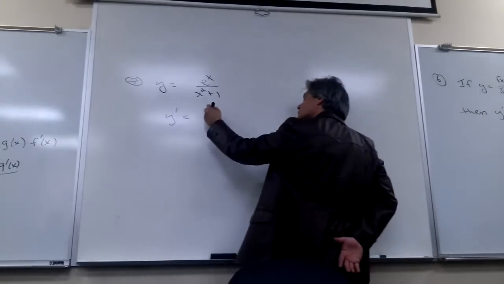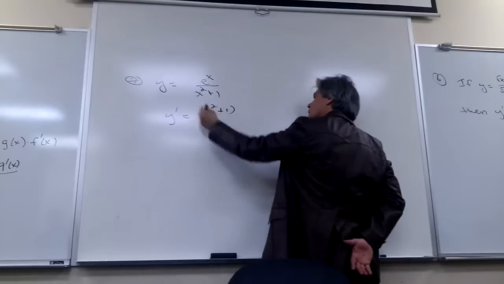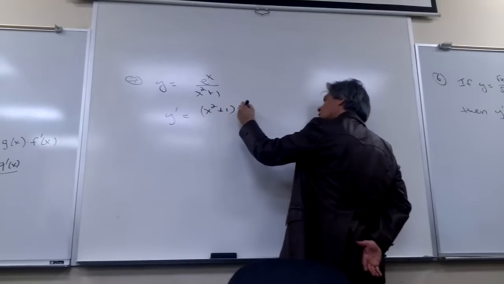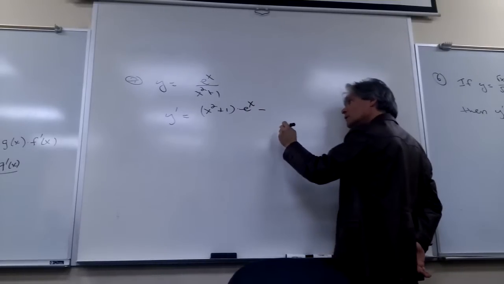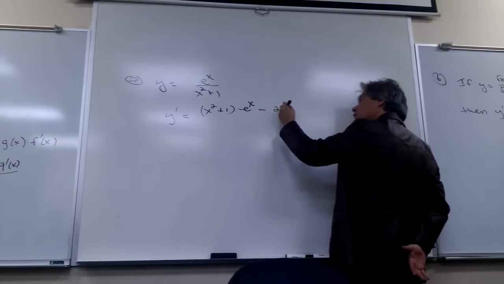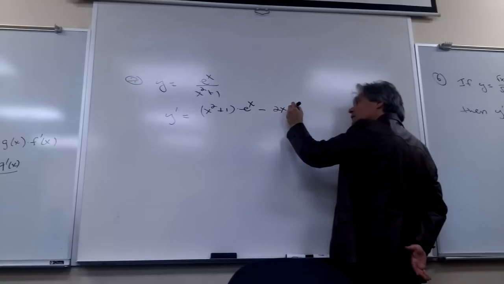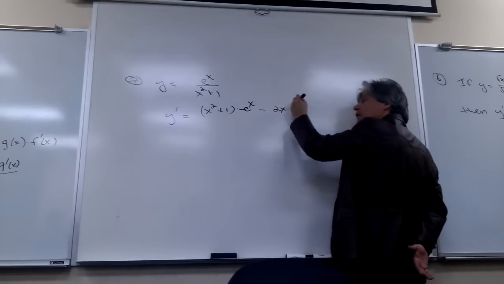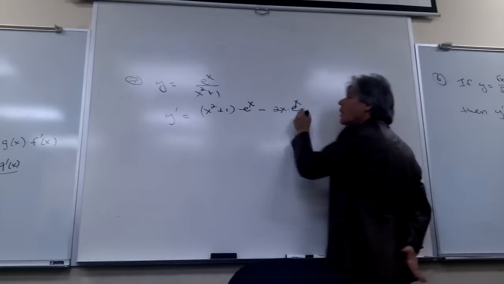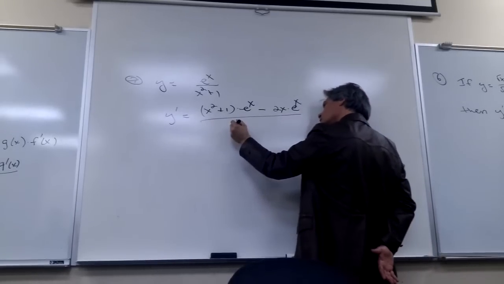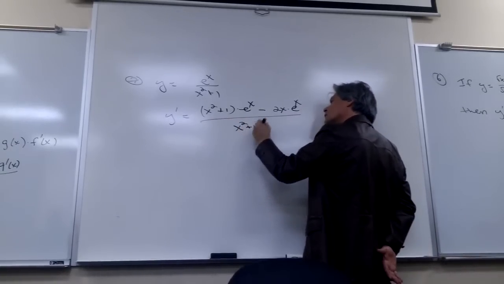x squared plus 1. So what's downstairs times e to the x, what's upstairs derivative, minus the 2x which is derivative downstairs times what you see upstairs as is. I know you switched those, but who cares? Multiplication commutes. All over x squared plus 1 twice.